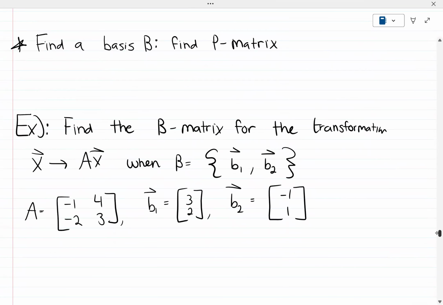So in the example, find the B matrix for the transformation x goes to A x when B is b1, b2. So my A matrix is this 2 by 2 matrix, and my vector b1 is this 2 by 1 matrix. And then my b2 is also a 2 by 1 matrix. So we have to find the B matrix for the transformation. So how do we do this?